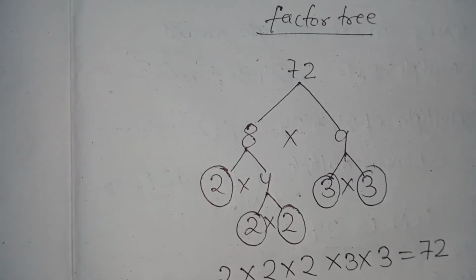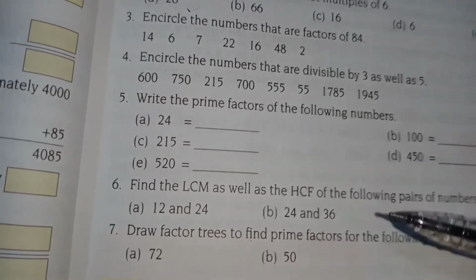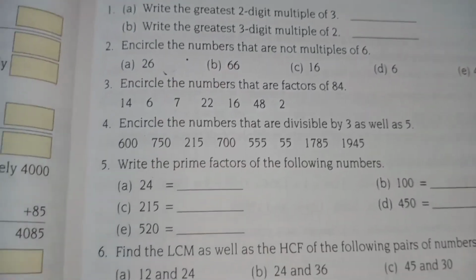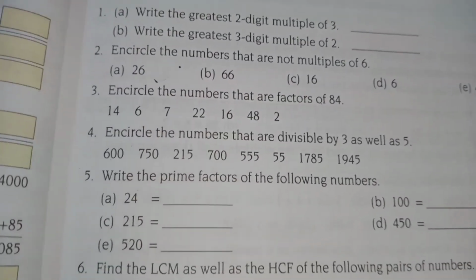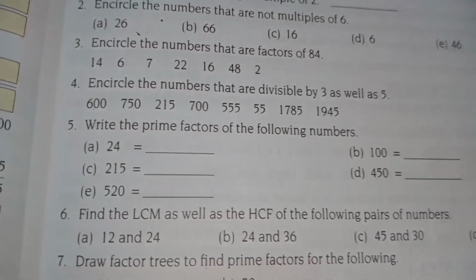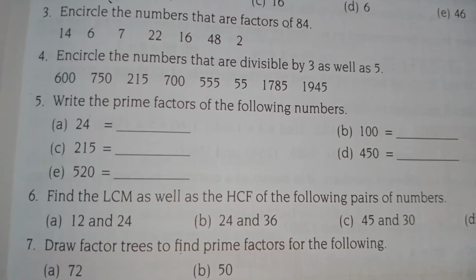So with this we have completed our Let's Recap of chapter number 5, Multiples and Factors. In my next class I will start the new exercise 5.1. Whatever I have done in my copy, you will do in your copy as classwork, and I will give you a few questions as homework. Okay, so for today, up to this much. Thank you.